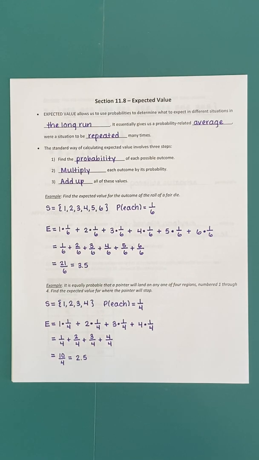Okay, let's look at another example. So it's equally probable that a pointer will land on any one of 4 regions numbered 1 through 4. Find the expected value from where the pointer will stop. In other words, if you take this experiment of spinning the spinner and you run the experiment 1,000,000 times, what do you expect on average? We can land on a 1, a 2, a 3, a 4. If we run the experiment over and over, what's going to be the average outcome?